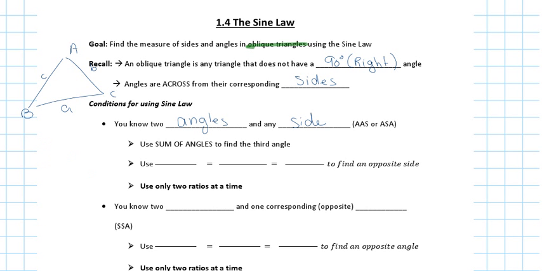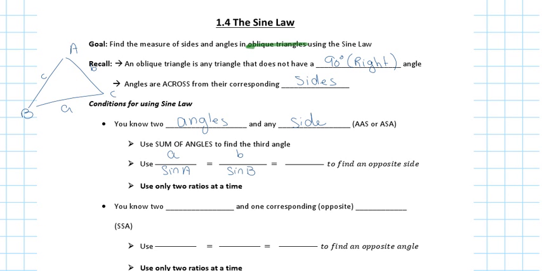That's why it says here, use the sum of angles to find the third angle, and that's if needed only. If you're finding a side, you're going to use the formula. Do you guys remember what the sine law formula is? A over sine A equals B over sine B equals C over sine C.